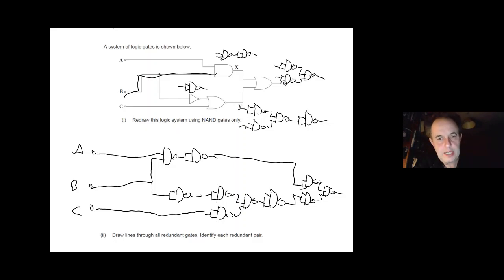Is there any cancellation happening? I'm looking for the double NOT gates. So I've got this one cancelling with that, because I've got two NOT gates. I've got that one cancelling with that one, and I've got that one cancelling with that one. So they are redundant pairs.